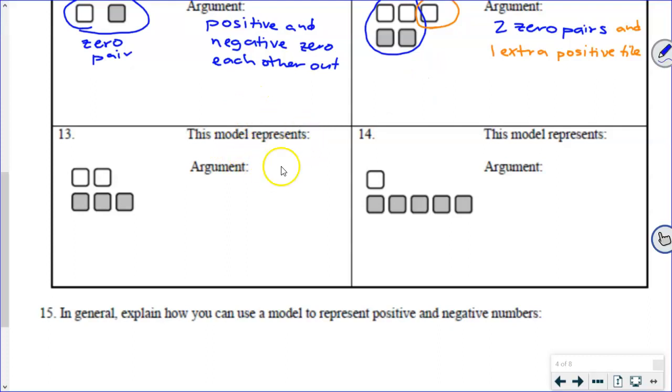What does this model represent? Cambria. -1. Why? Exactly. Perfect argument. 2 0 pairs and 1 extra negative tile.